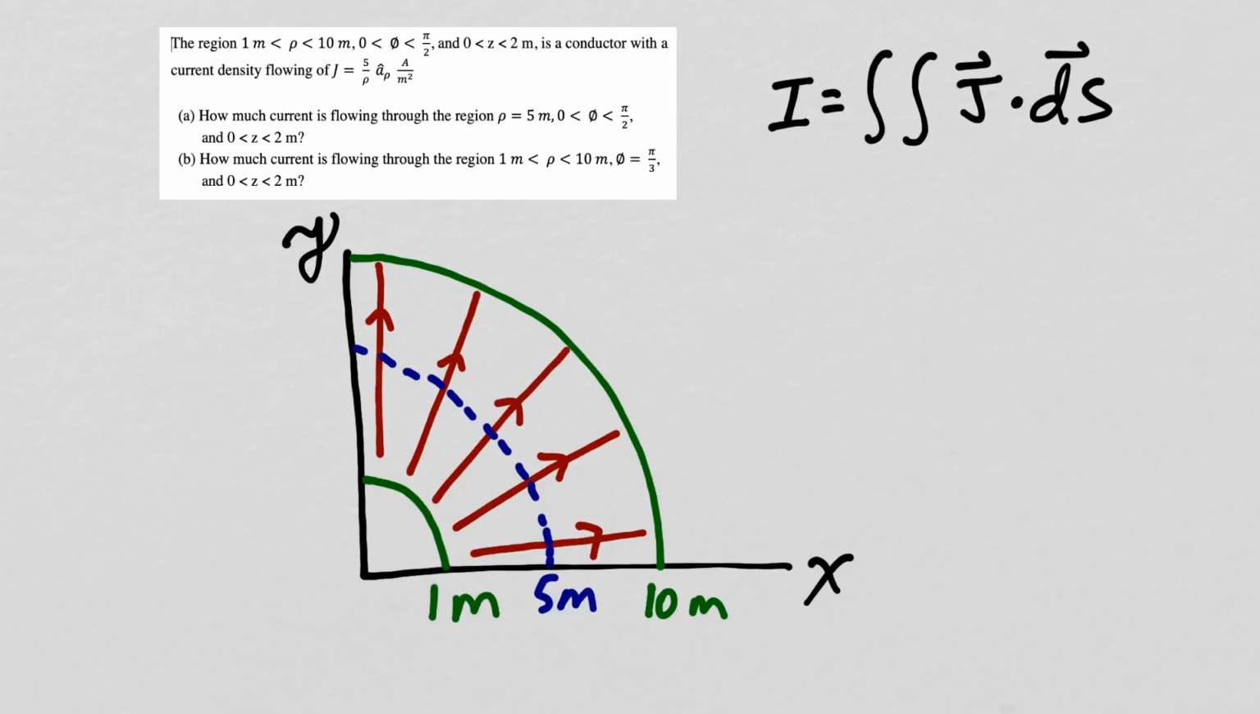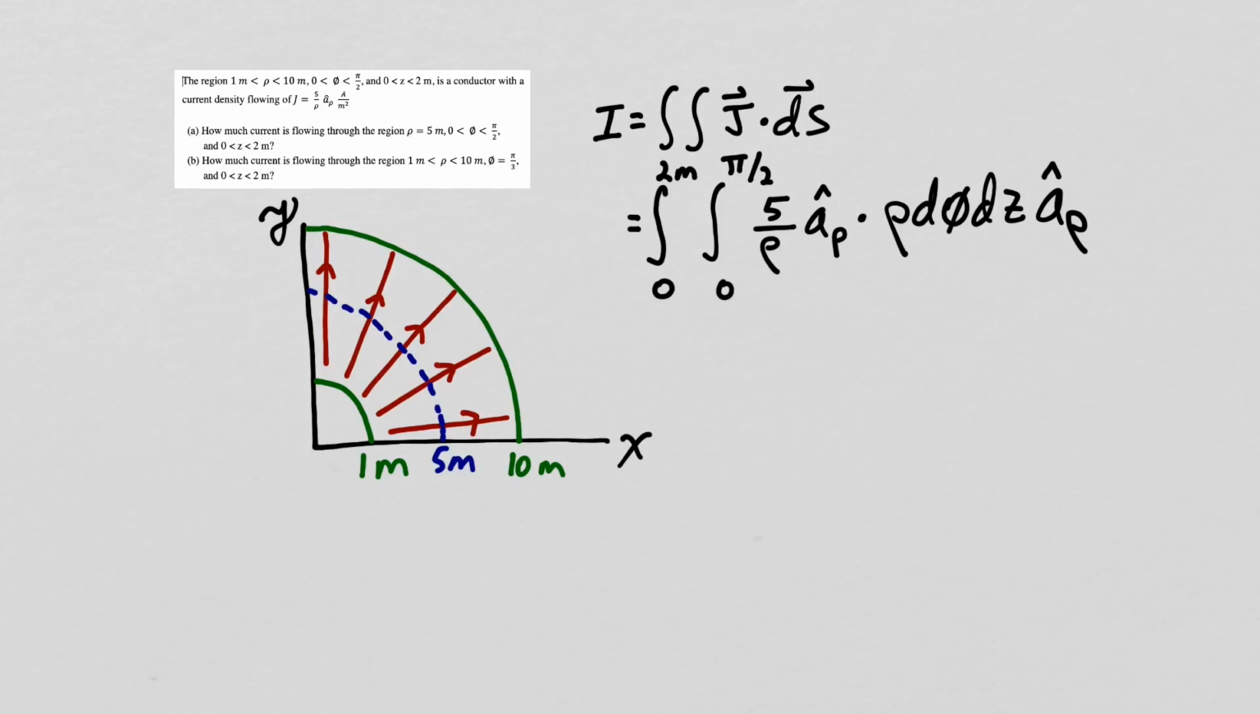To find the current flowing through a surface, we have to integrate j dot ds over that surface. The normal direction to the surface over which we are going to be integrating is in the rho direction. So our differential surface element will be rho d phi, and then in the z direction it will go a distance dz. So there's our ds, and here's the given current density.